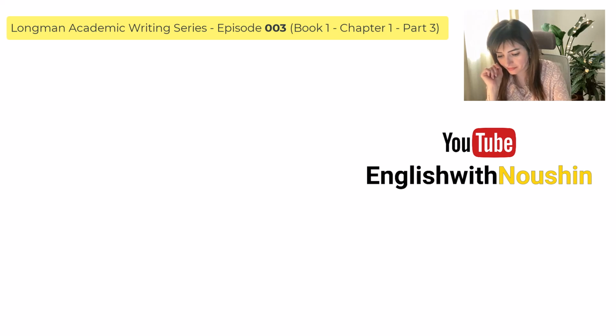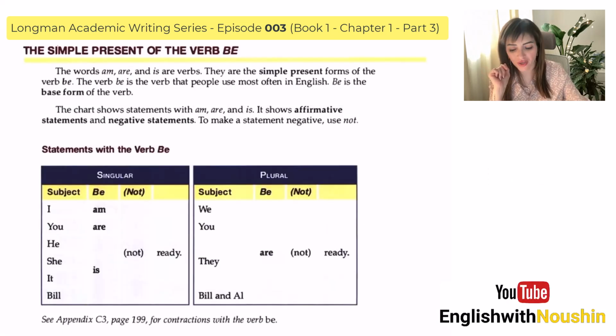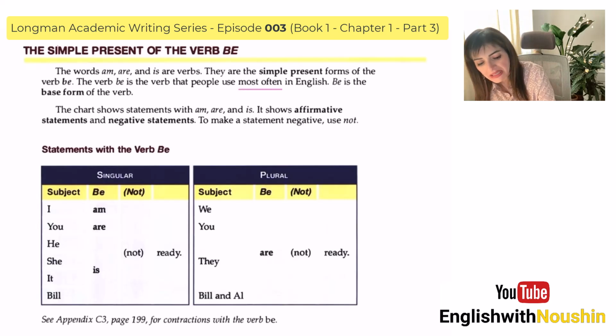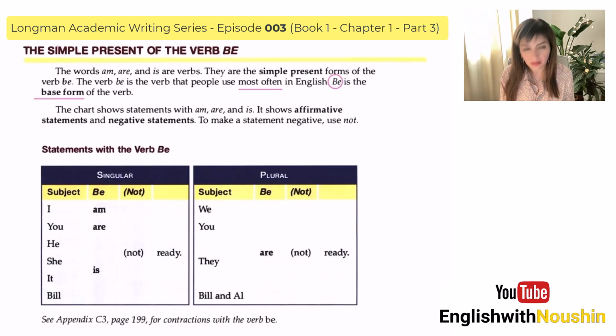So, today we want to talk about verbs a little bit more, and more specifically about the simple present form of the verb be, or to be. We know it usually as am, is, or are in the simple present tense, and it's actually the most common verb used in English. Be technically is the base form. You've got a little chart on page 12. Let's look at it together.